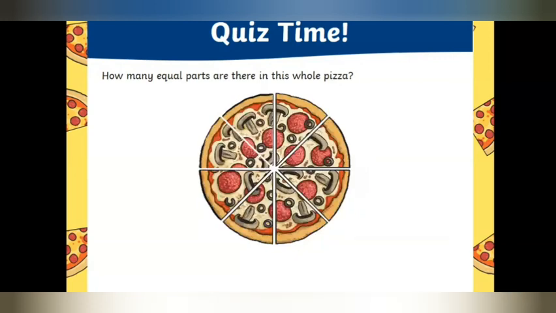Here, how many equal parts are there in this whole pizza? 8 parts. What do we call these 8 equal parts? 8s.